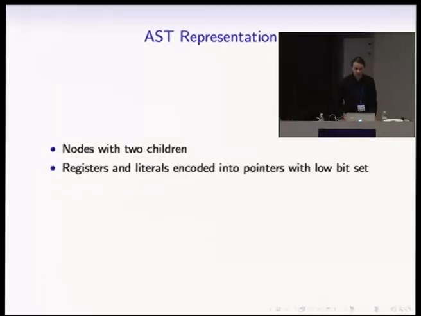And this compiler turns it into an abstract syntax tree representation, which is a simple structure which just starts with an operation ID and has two children, and what those are depends on what the operation is. But typically most of the things just have two values associated with them. And we do a little bit of cheating, so registers and literals are encoded into pointers, and this makes the representation a bit denser, and it also means the interpreter can actually be quite fast, because loading a register value is just do a shift and then load it from that index.